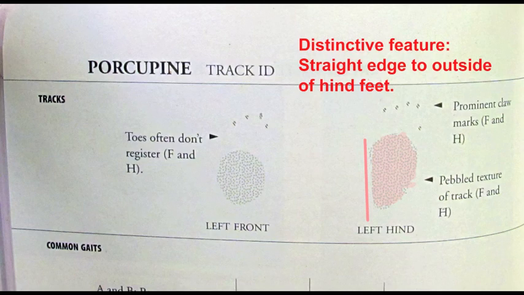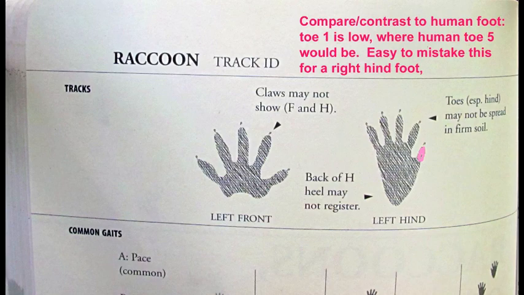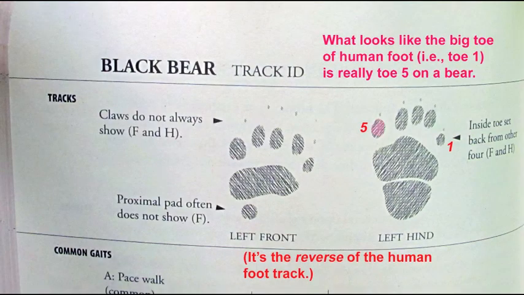A second clue you can look for is similarities to the human foot. Notice in this raccoon hind track, it looks like our right foot. However, in the case of the raccoon, it's the left foot. That pattern is pretty common. Look at this bear print. It looks like a right hind foot, but the big toe is actually where our little toe is. And you will find this in an awful lot of tracks, especially hind tracks.